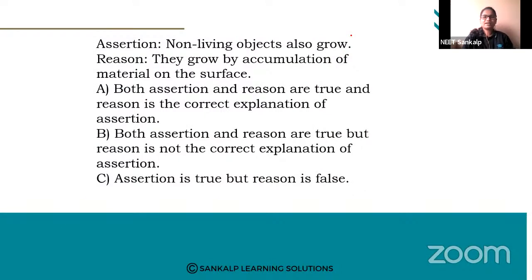So, assertion and reason. The first statement is: non-living objects also grow. Reason: they grow by accumulation of material on the surface. Option A, both assertion and reason are true and reason is the correct explanation of assertion. Option B, both assertion and reason are true, but R is not a correct explanation of A. C, assertion is true, reason is false. D, both are false. So what is your response, guys?